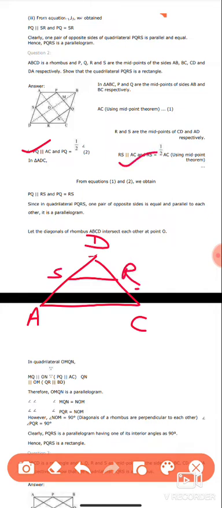Now from result number 1 and 2 you will have PQ parallel to RS and PQ equal to RS. Now if PQ is parallel and equal to RS, then you can write that the given quadrilateral is a parallelogram. Now, to prove it is a rectangle, you have to prove any one angle of the parallelogram is 90 degrees.